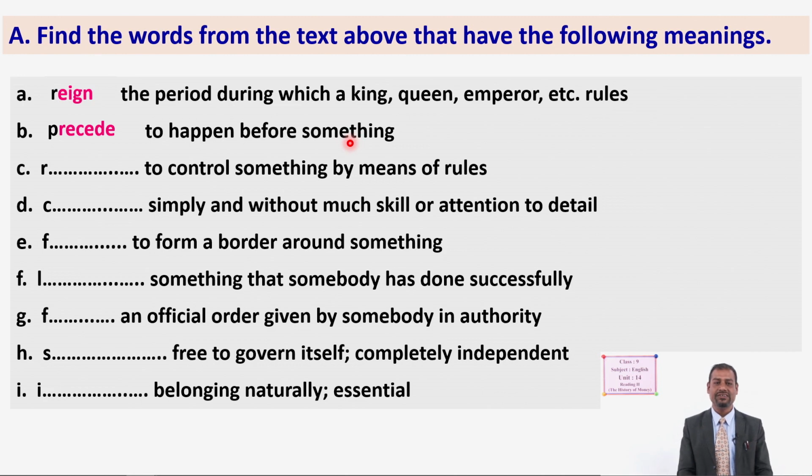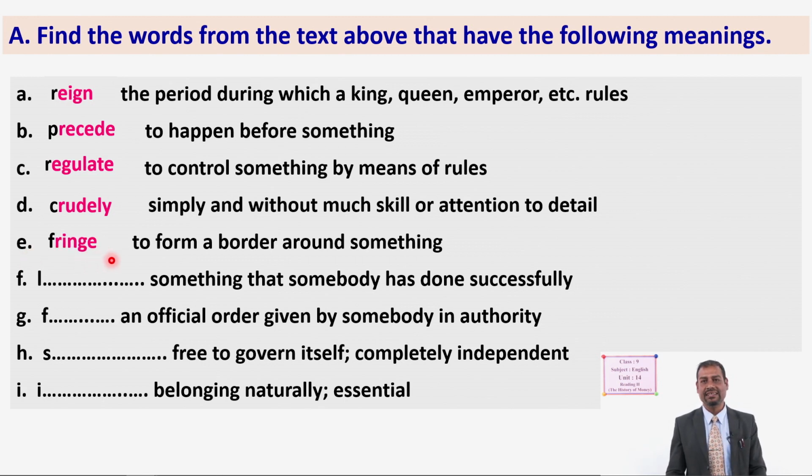P-R-E-C-E-D-E, precede. Another meaning we have, to control something by means of rules, and the word begins with R. What is the correct word? You tell me quickly. Oh yes, you are right again, regulate. Next, another meaning we have is simply and without much skill or attention to deal, and that starts with C. The word is crudely, C-R-U-D-E-L-Y, crudely. Next meaning is to form a border around something, and that starts with F. You are right, fringe, F-R-I-N-G-E, fringe.